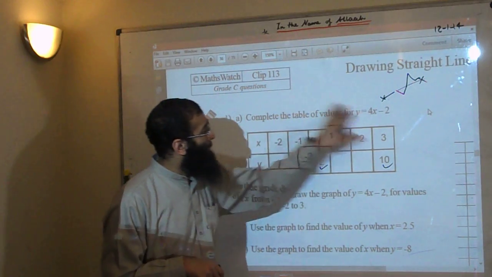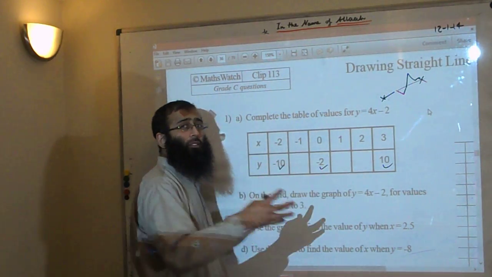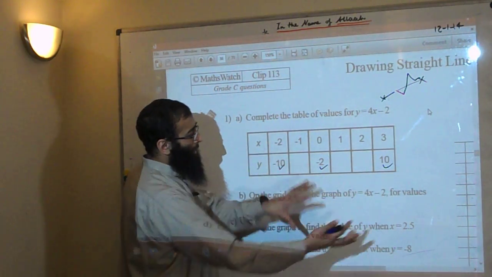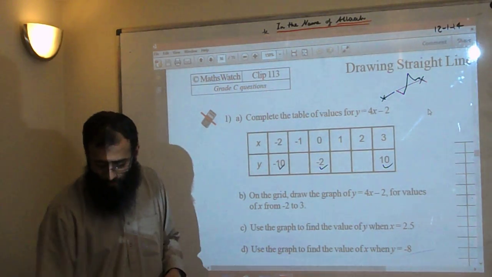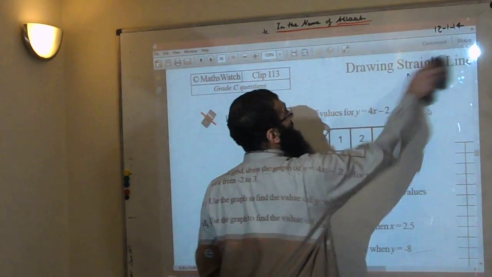Okay, so let's look at the table part first. I've had to enlarge it so it looks nice and clear on the video, and then we're going to move that around, and then we're going to have a look at the graph itself, the graph element. So, without any further delay, let's get started. Bismillah.